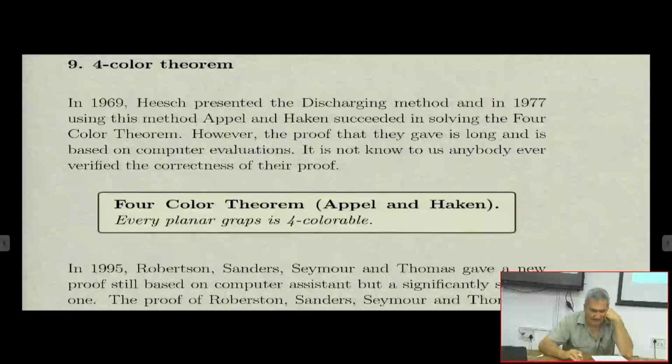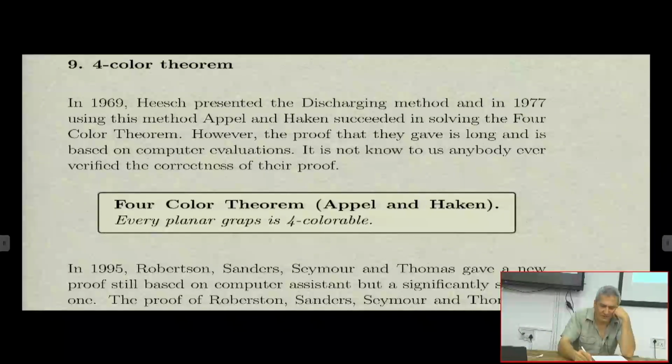So nowadays, the 4-color theorem is solved. It was solved by Appel and Haken. But how they got there: Heesch introduced the discharging method. And then people started doing discharging, finding reducible configurations, an unavoidable set of configurations, and so on.